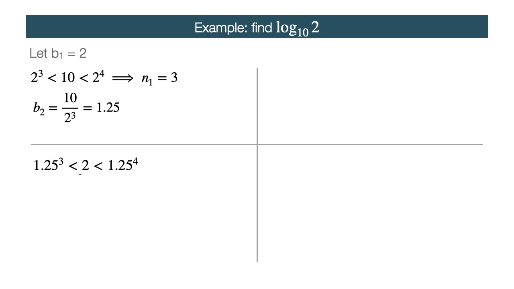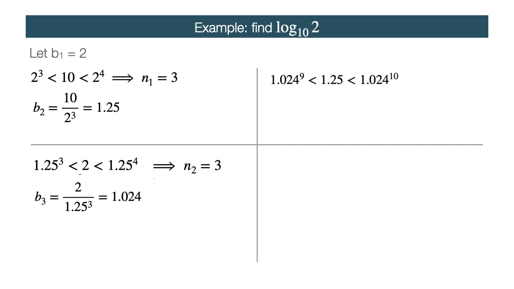Okay, now 2 is between 1.25 to the power of 3 and 1.25 to the power of 4. And we're going to say that n2 is equal to 3. b3 is 2 over 1.25 to the power of 3, which is 1.024. Next, 1.25 is between 1.024 to the power of 9 and 1.024 to the power of 10, which means n3 is equal to 9.